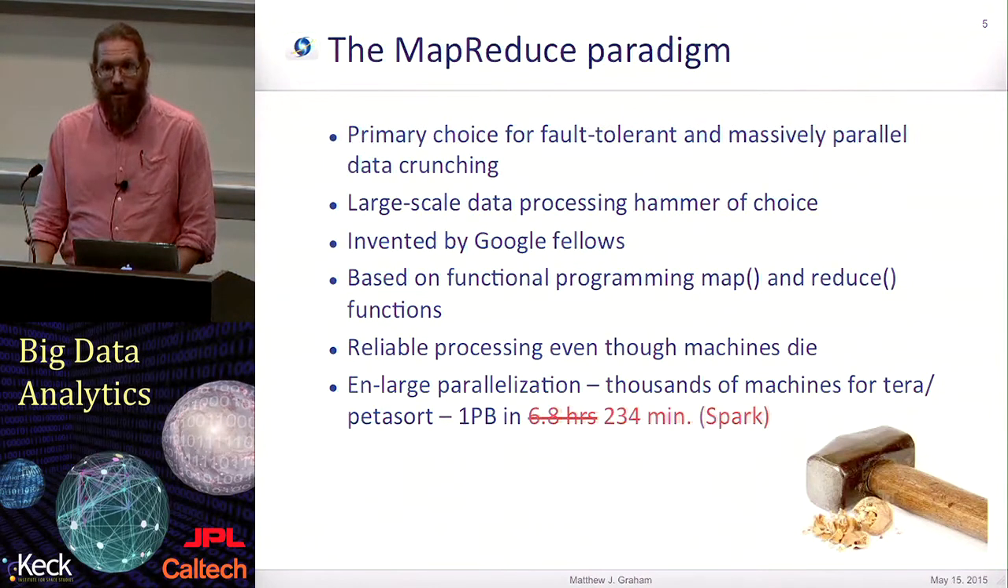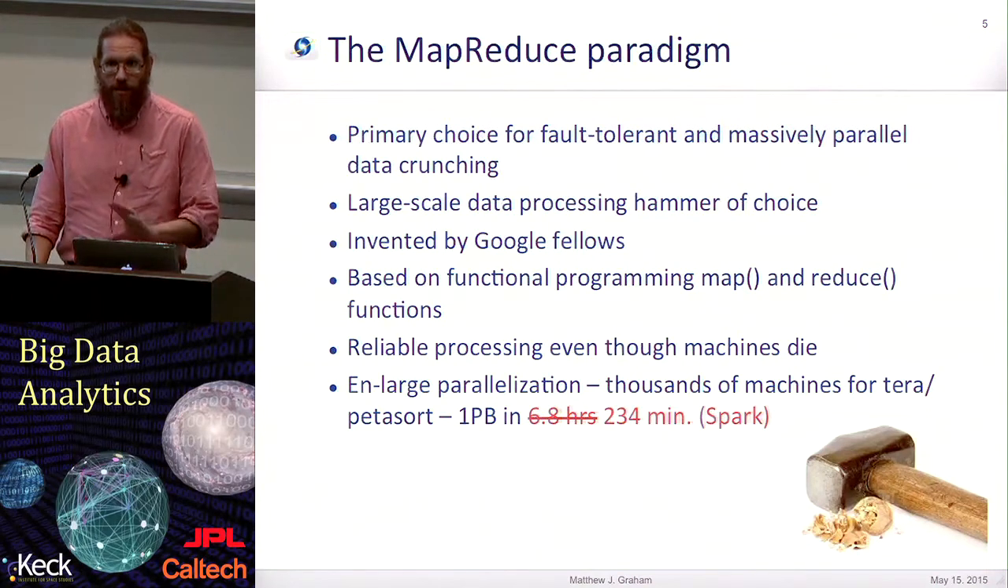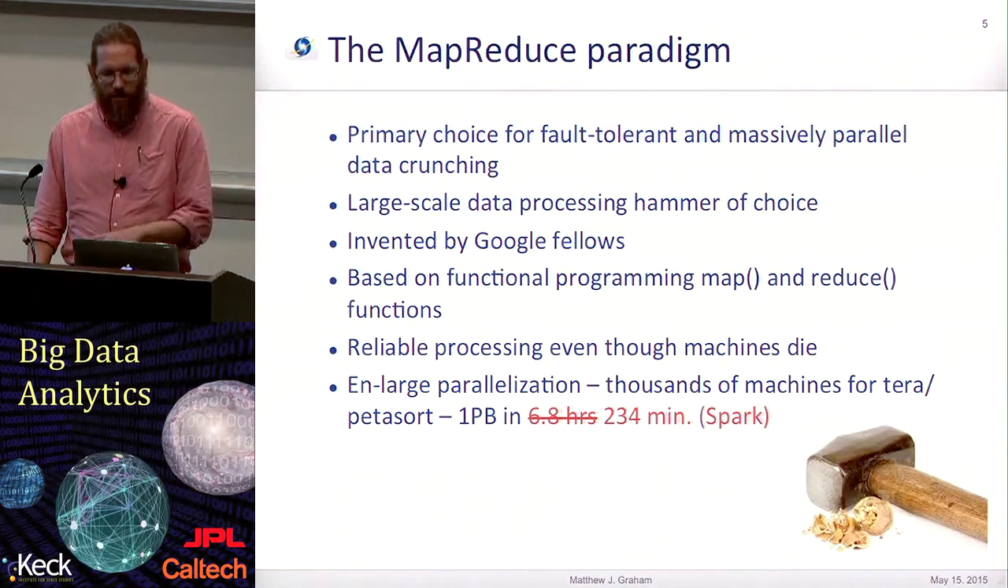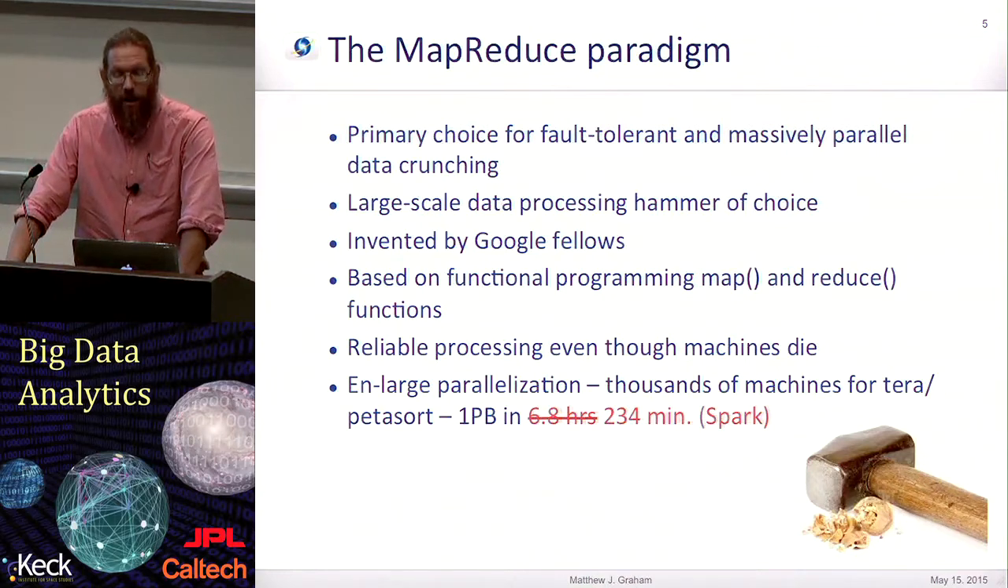As we said in the introductory slide, you consider it to be a decomposition of your work into a summation, which is the map, and the function, which is the reduce. Sorry, other way around. And it allows reliable processing, even though machines can die, because you're running this on a very large cluster. If one of them drops, it doesn't matter, and one of the other ones will pick it up. And it allows very large parallelization. The records for sorting terabyte and petabyte data sets all rely on MapReduce in some form.